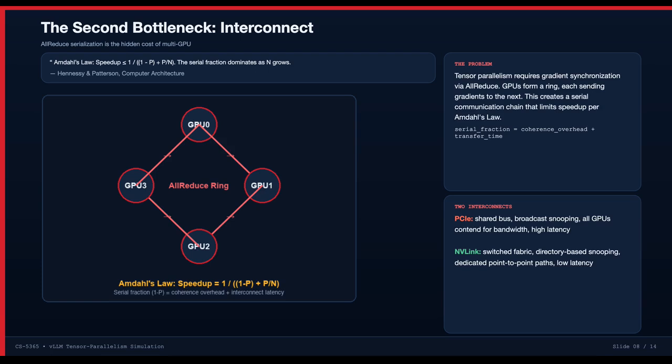The formula on the screen is Amdahl's law. Rather than reading aloud, let me explain what it actually means for a system. It tells us no matter how many GPUs we throw at the problem, our system is only as fast as its slowest non-parallel bottleneck. And in our case, that serial bottleneck is the all-reduce communication phase where GPUs are forced to wait in line to synchronize their data. All-reduce serialization is the hidden cost of multi-GPU inference.